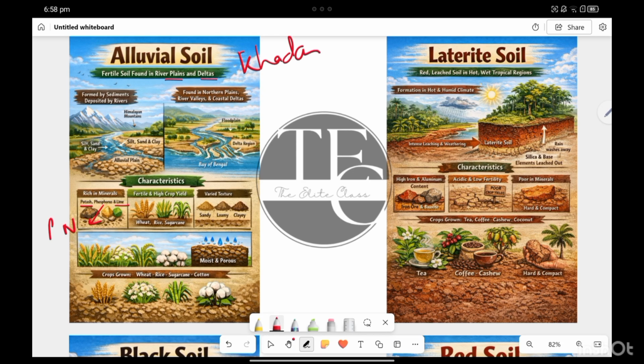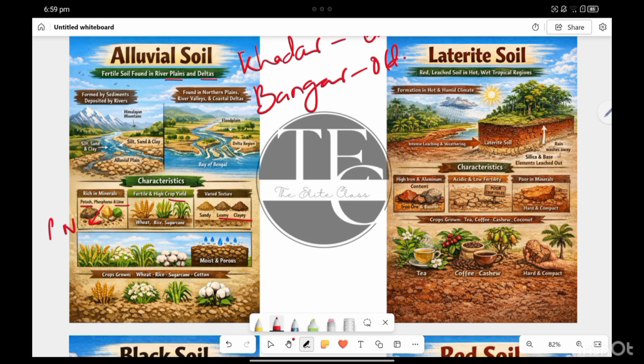and the old one is known as bangar. All right, this is the new one and this is the old one. Now, these are very fertile types of soil and highly suitable for crop yields. And these types of soils are loamier and more clayey.